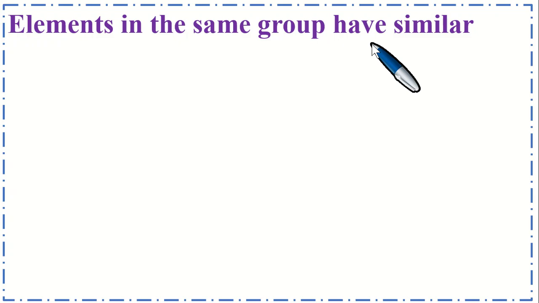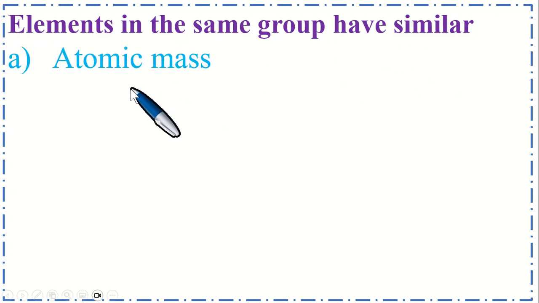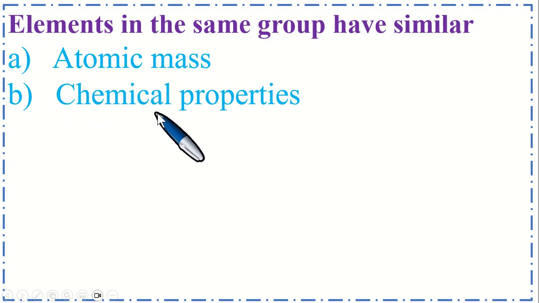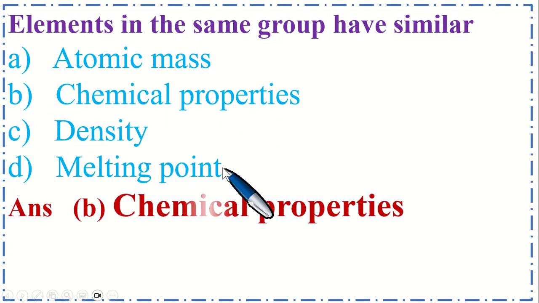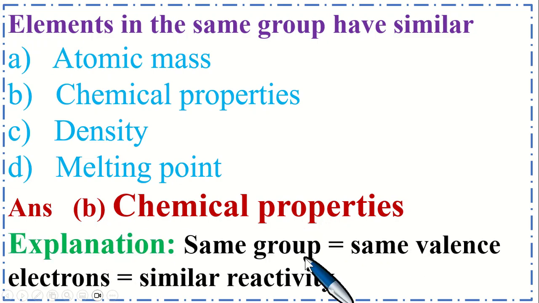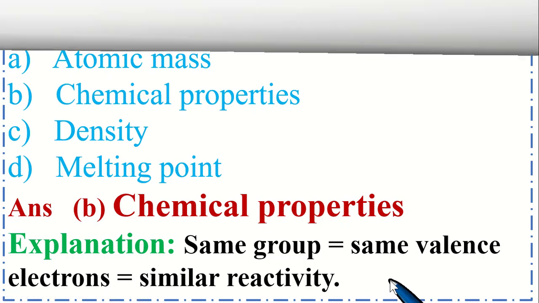Elements in the same group have similar: option A, atomic mass; B, chemical properties; C, density; and option D, melting point. So the correct option is B, chemical properties. Same group equals same valence electrons equals similar reactivity.